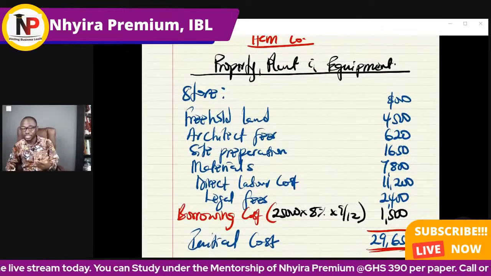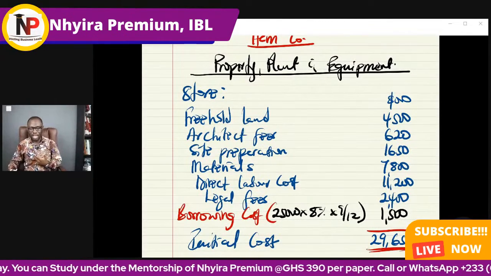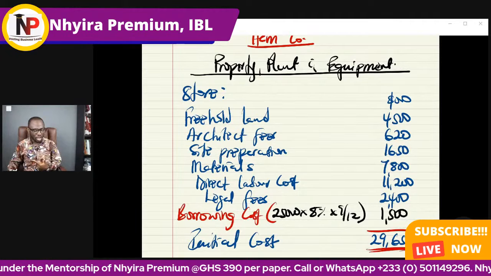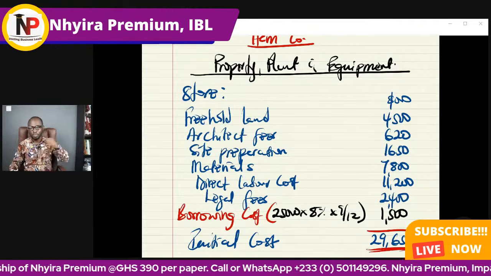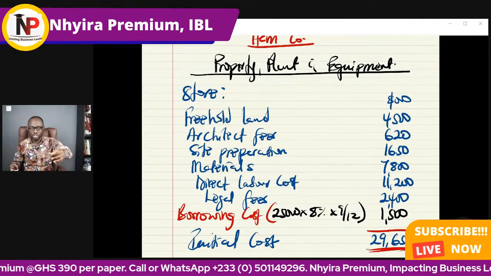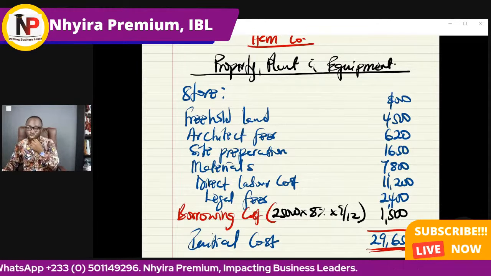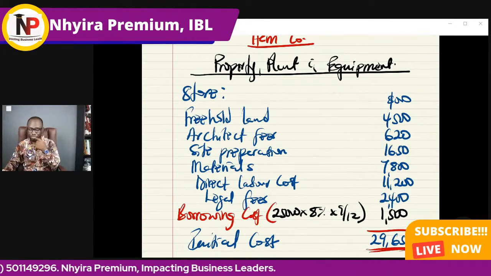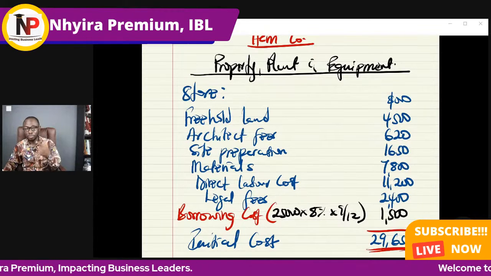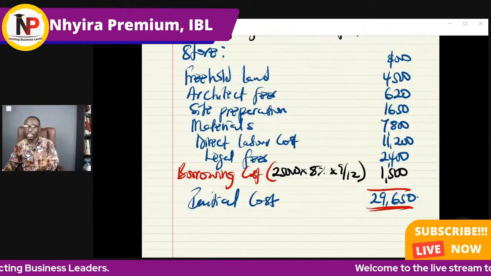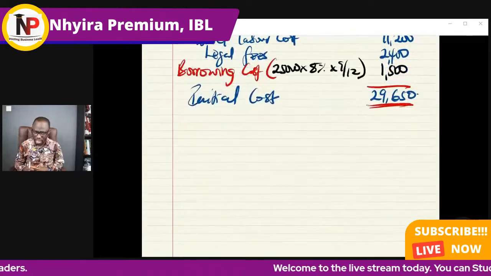So you realize that according to IAS 16, the initial cost of the asset shall be the purchase cost or the manufacturing cost and all other costs incurred in bringing the asset to its present use. So that is the initial cost. But the question is, are we done?